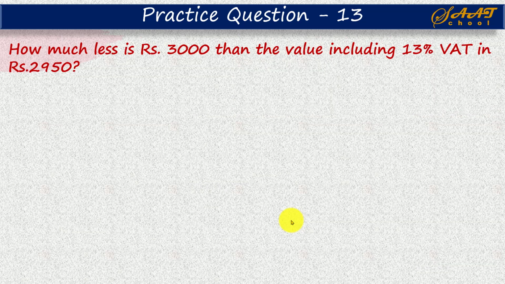Now here is practice question 13. The question is now just similar to 12. The information is slightly different. How much less is this 3000 than the value including 13% VAT in 2950? Meaning you are asked to compare this amount and this amount when in this amount 13% VAT is added. So this amount remains constant. You have to find amount including VAT in 2950. So find amount including VAT in this amount, and then you compare this 3000 and the amount from here, and you'll find the answer. So just follow exactly what we did in practice question 12.